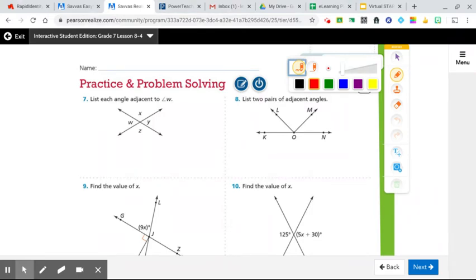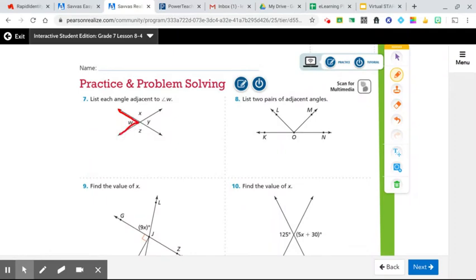So I'm going to go ahead and trace angle W. And I'm going to look for which angles share a ray with the red outline I just drew. So clearly to form angle Z, I need that ray. So I'm going to say angle Z. But then if I look on the other ray, I see that I need that ray to form angle X as well. But guess what? Angle Y does not share either of the red outlines with W. That's because angle Y is vertical or opposite, it is not adjacent. Okay, so angle Z, angle X.